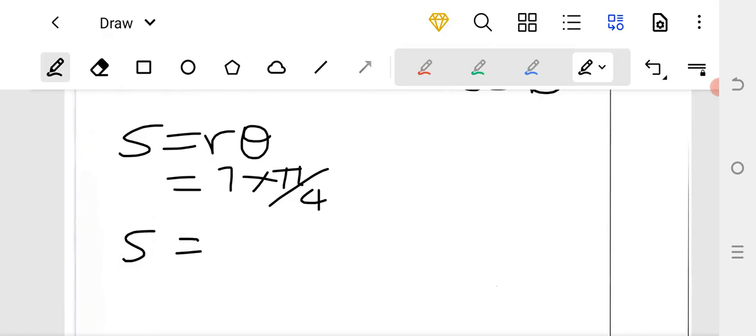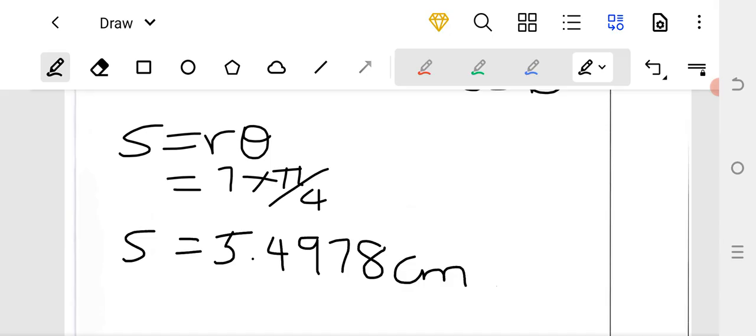It's going to give you 7 multiplied by pi over 4, which is going to give you 5.49778. Okay, this is 5 decimal places, right? So 5.4978 centimeters. So this is 4 decimal places.